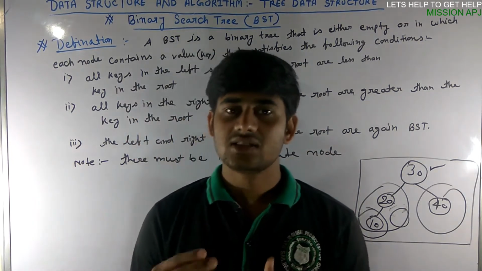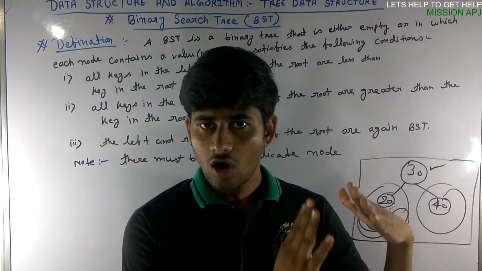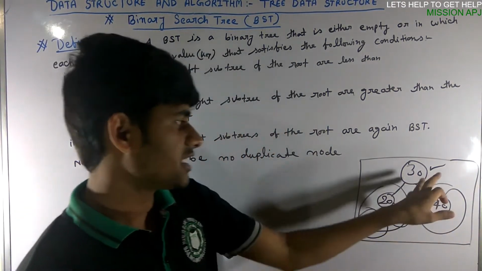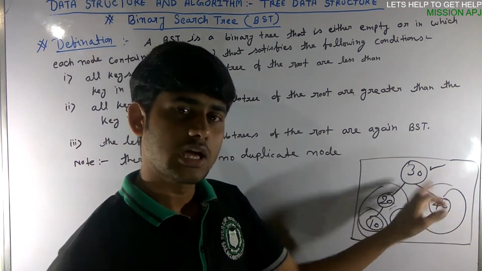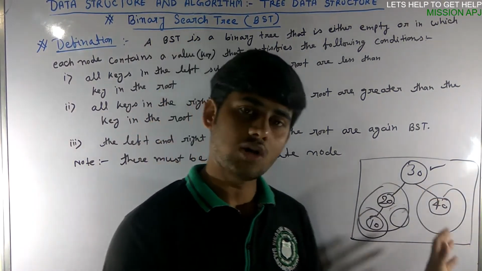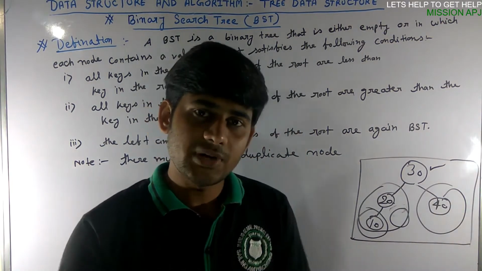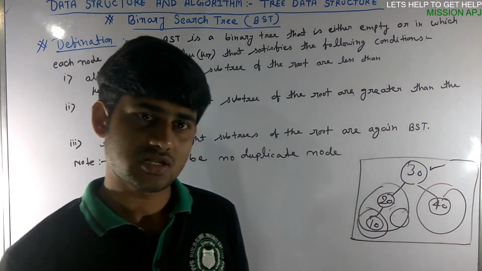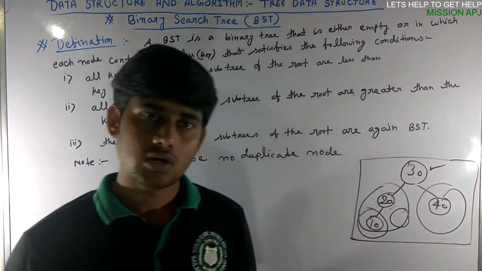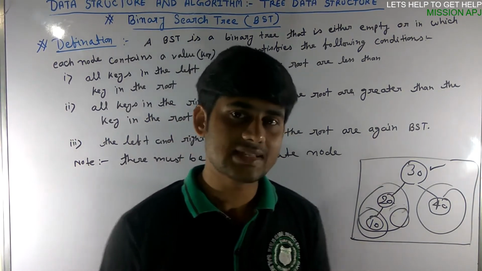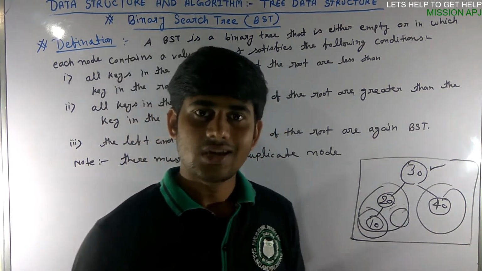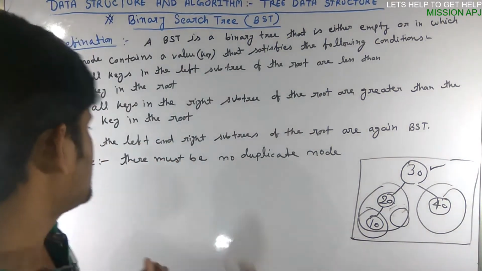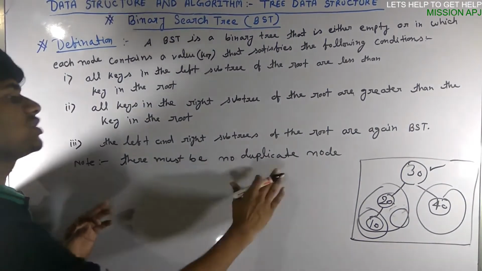The following condition says that the left part of the tree, that is the subtree, contains all values lesser than the root, and the right part contains all values greater than the root node. Fine. And repeatedly the left subtree and right subtree must also satisfy the whole definition of a binary search tree. Then we can say that the binary tree is a binary search tree. Fine. Now one more thing we should note here is that there must be no duplicate node.